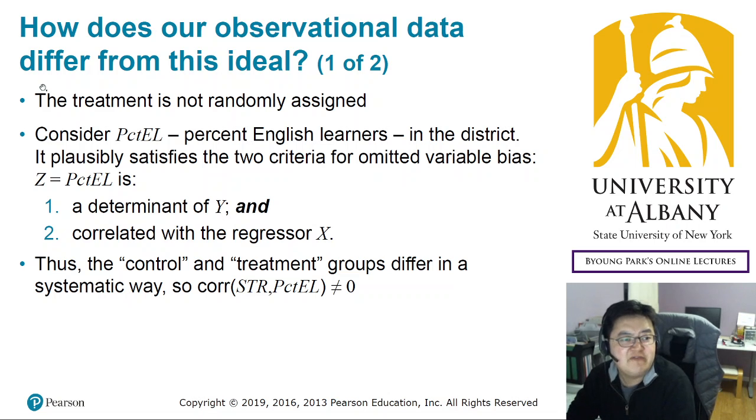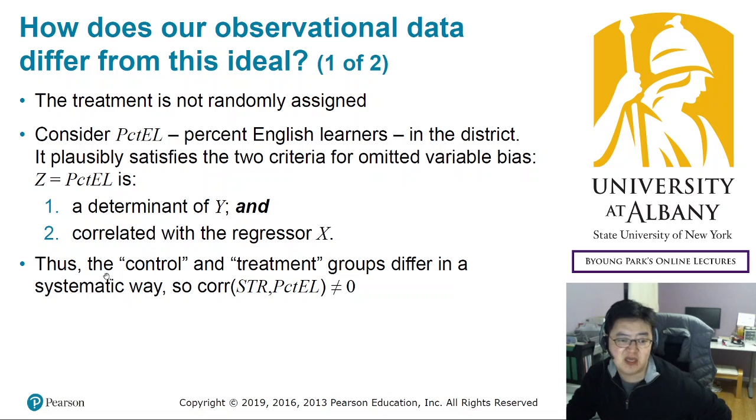And then if the treatment is not randomly assigned, you see the consequence. There is an easy-to-detect confounding variable, like the percentage of English learners we used, but you can name a lot more, like family income or parents' education, most of which are not observed in the data. The confounding variable satisfies these two things: the percentage of English learners affects the test score, and at the same time it is correlated with, or related to, the student-to-teacher ratio.